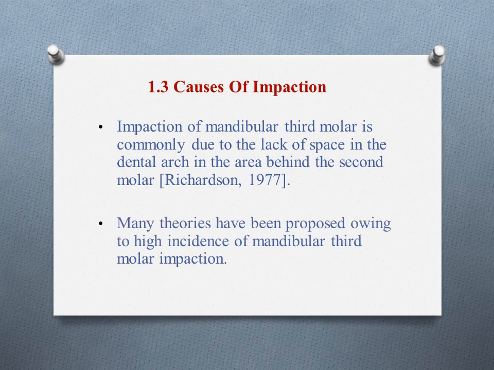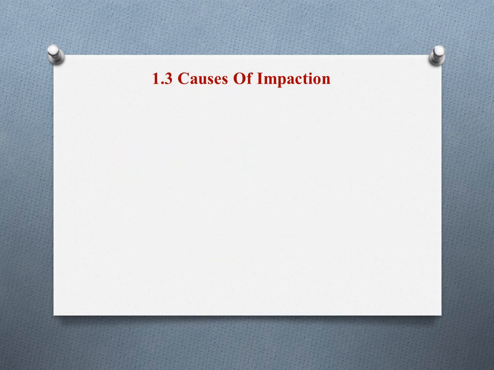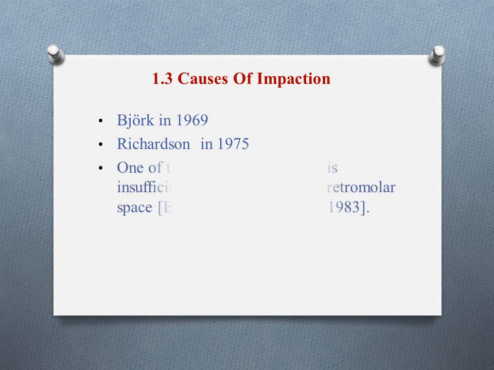Many theories have been proposed to explain the incidence of mandibular third molar impaction. Bjork in 1968 proposed mandibular growth is related to resorption at its anterior surface and deposition at its posterior surface, but in case of imbalance of this process, the mandibular third molar doesn't get enough space to erupt. Richardson in 1975 proposed impaction of mandibular third molar can develop due to decrease in the angulation of mandible and increase in the angulation of mandibular plane.